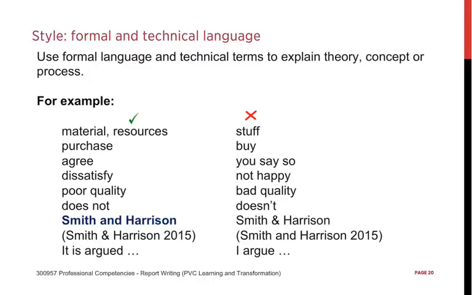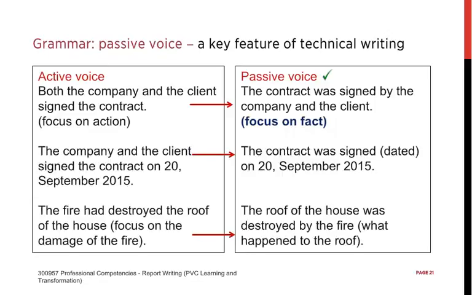And for the last one, you want to avoid using contractions, which is the combining of words using an apostrophe. For example, you want to use does not instead of doesn't. This is extremely important because doesn't is considered informal language, whereas does not is considered formal language. When you are writing your report, another key thing you'll need to consider is grammar and the use of passive voice. This is a key feature of technical writing.